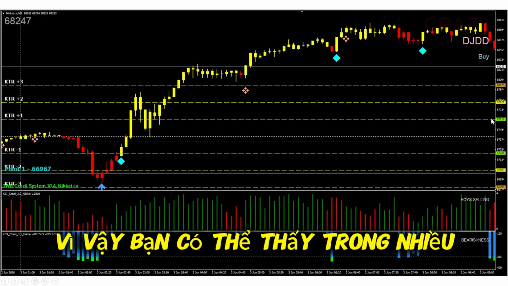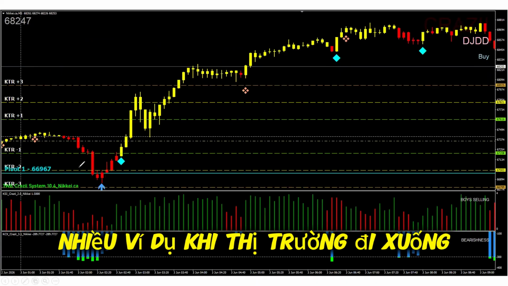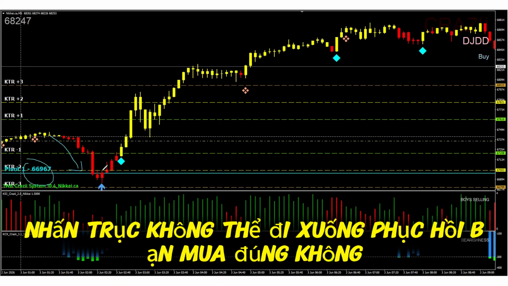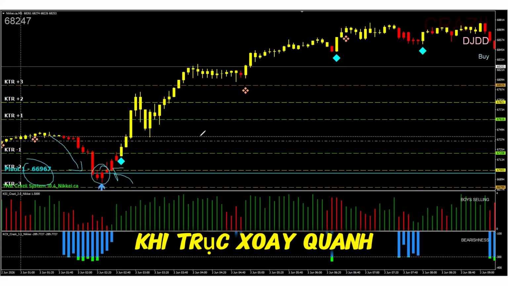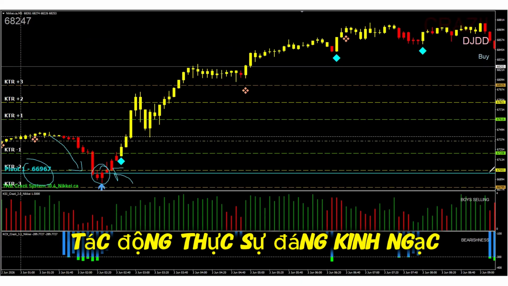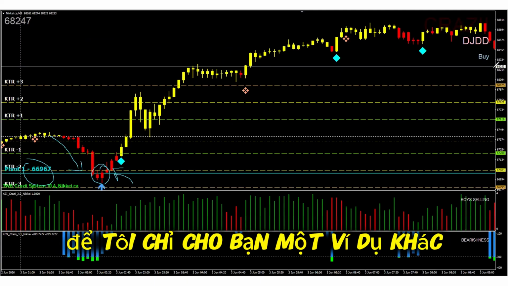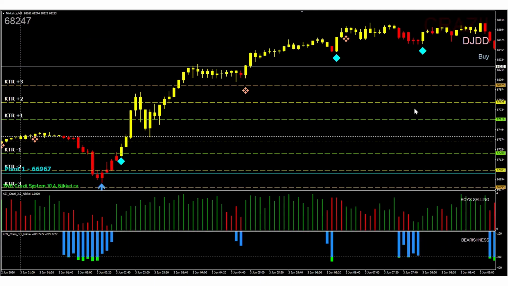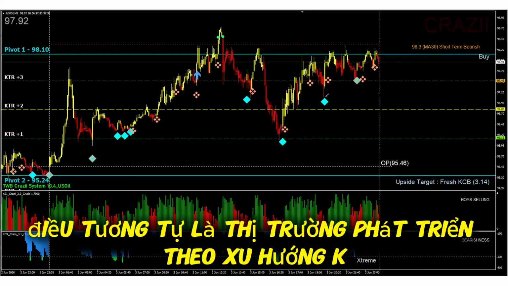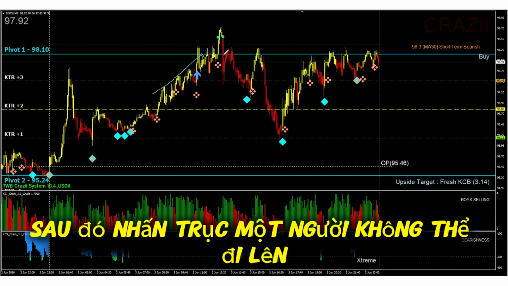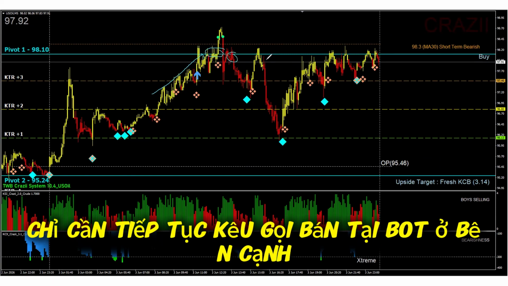So you can see in many examples, when the market comes down, hits the pivot, cannot go down, and recovers, you buy. You're going to see that out of 10 times, when the pivot is around, the impact on selling is really incredible. Let me show you more examples. Okay, you see this one, same thing: the market gushed up all the way, hit the pivot 1, and couldn't go up. Basically, after that, just keep on calling for sell.